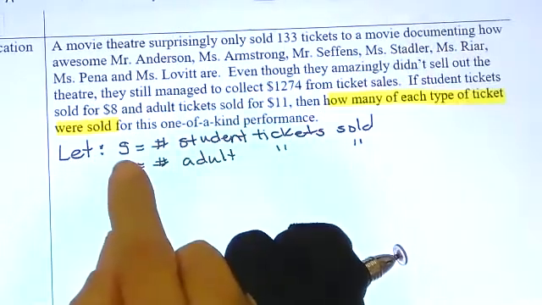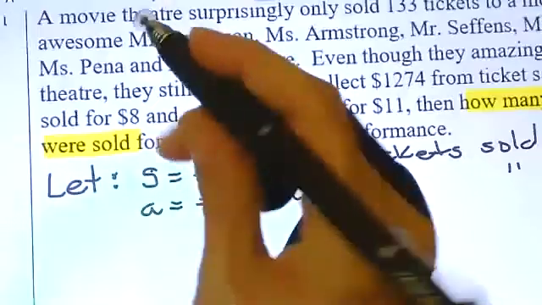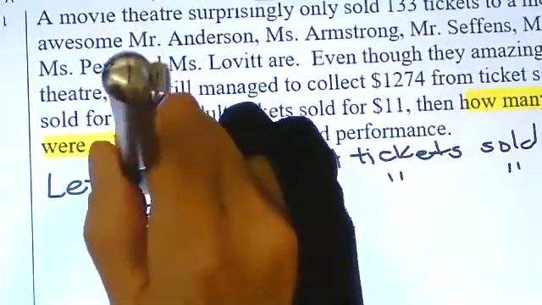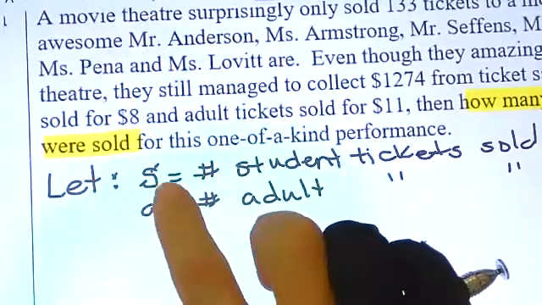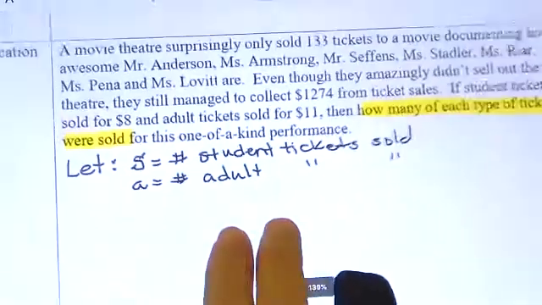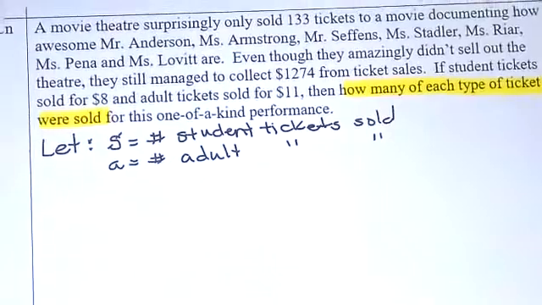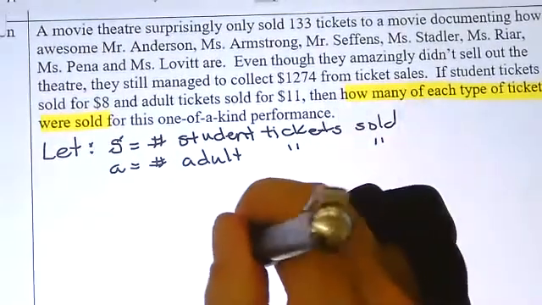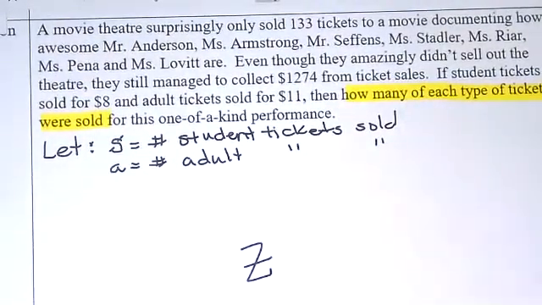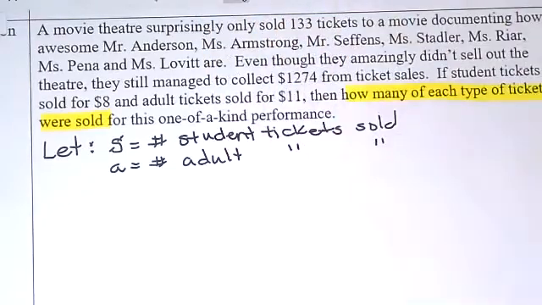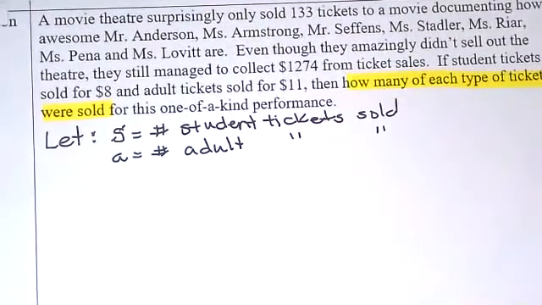Be careful with S's, because S's sometimes look like 5s. So sometimes when I write an S, I put little marks on the end so that for me, I can distinguish them from my number 5s. Same thing, you'll see math teachers do Z's a lot with a cross in them. That's so that they don't look like the number 2, because Z's and 2's can look a lot alike and you don't want to get them confused when you're solving a problem. So S is the number of student tickets sold. A is the number of adult tickets that are sold.